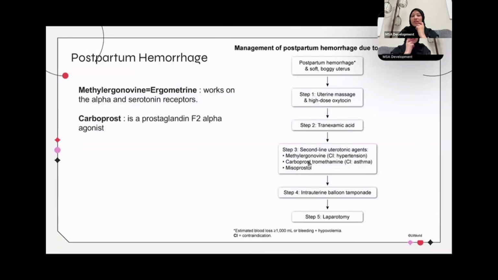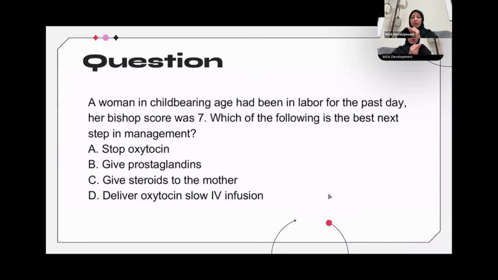So they can work. The only contraindications are methylergonovine is contraindicated in hypertension, and carboprost is contraindicated in asthma. So with prost, I just like to know it as in asthma, we don't like to use things with that. And then if those don't work, you can go into surgery to stop the postpartum bleeding.